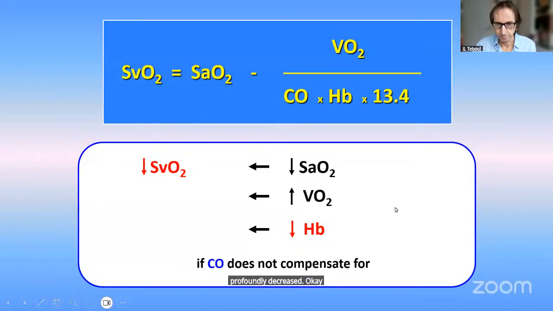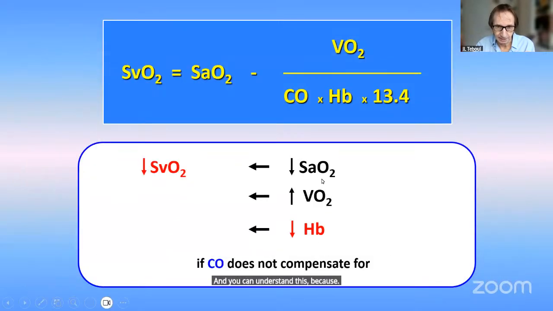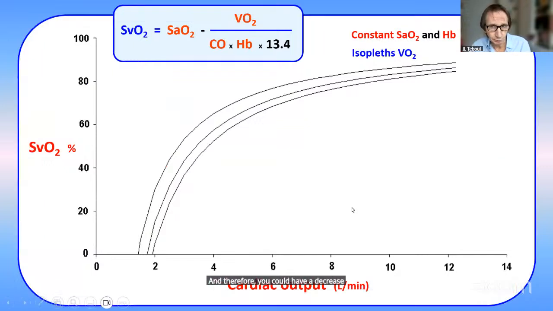Okay, now the main determinant of SVO2 is simply cardiac output. And you can understand this because you know that if cardiac output decreases, the other components, I mean SaO2, VO2, hemoglobin, cannot quickly compensate for this decrease. And therefore, you could have an important decrease in SVO2.